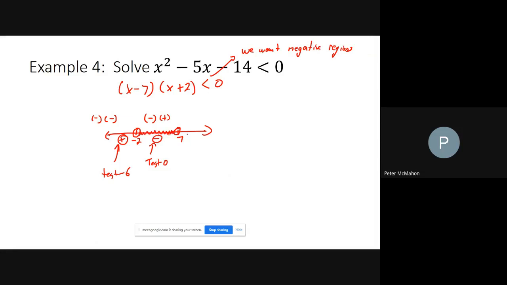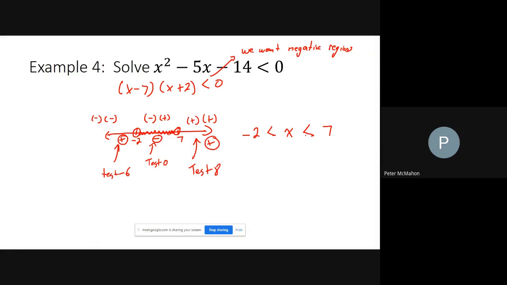Okay, let's say a number in this region. So let's say test 8. 8 minus 7 is positive. 8 plus 2 is positive. A positive times a positive is positive. So this is going to be our only solution in here, in between negative 2 and 7. Here's the way we write the solution. Negative 2, 7, and we want all the x's in between them. Negative 2 is less than 7, so we'll put a less than sign like this. Okay, no equal to signs because we're not including the boundary points here.